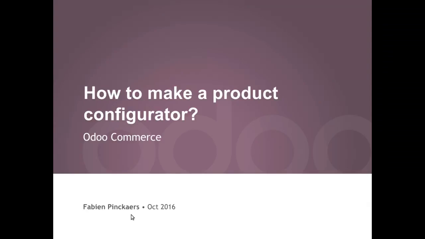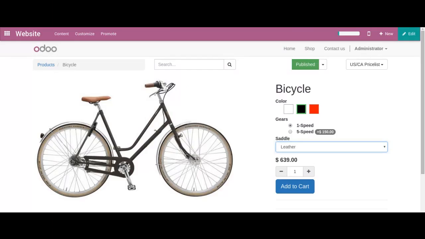In this lesson, we will learn how to make a product configurator for Odoo e-commerce. First, let's take a look at a demonstration of the product configurator. For our example, we'll use a bicycle as our product. Here we have different options that we can configure.